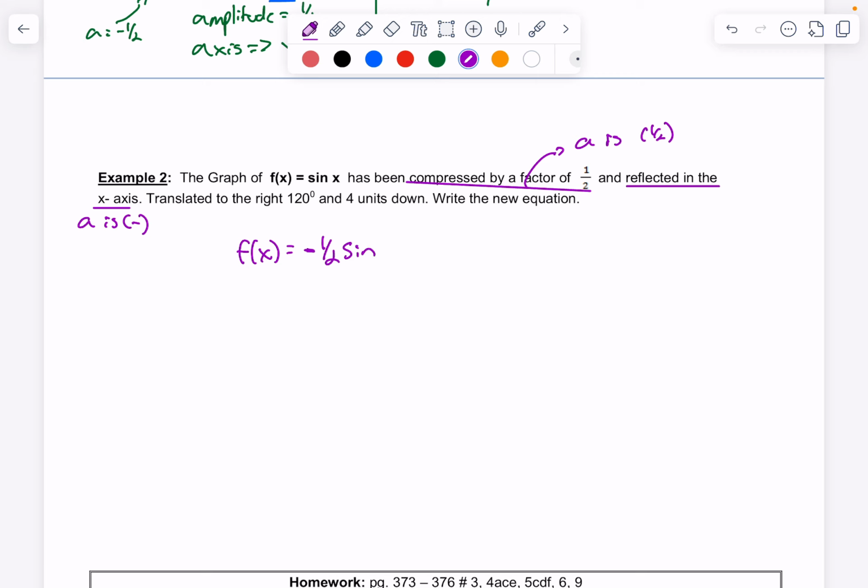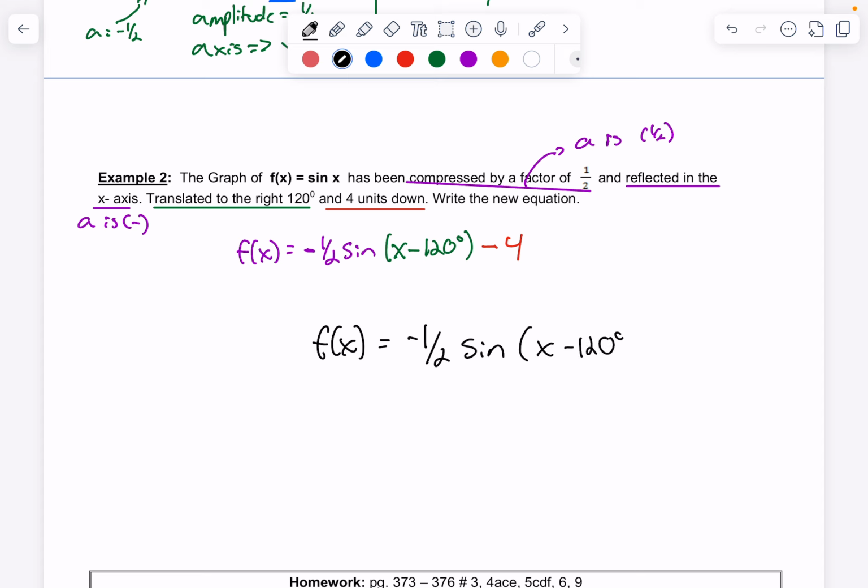All right, and then it says translated to the right. So then you have x, and if you're going to the right, this needs to be minus 120 degrees. And then this last part right here, 4 units down, that would be minus 4. So you can see where all those key pieces of information came from. And there is your final answer. Let's just write it all with one color. f of x is negative 1/2 sine of (x minus 120) minus 4. All right, that is your new equation with all your transformations.